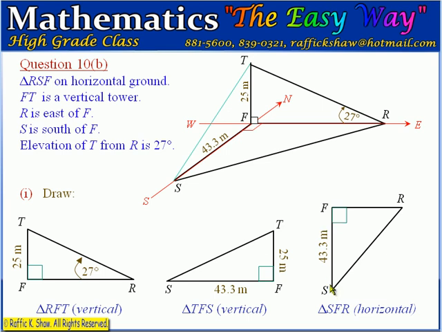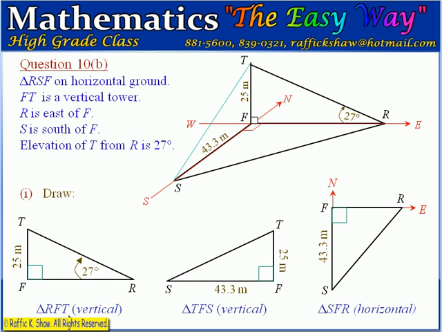The distance here, as I said, is 43.3. This line SF runs north, and this line FR runs east. And so we can show our cardinal directions on this diagram. This triangle is on the horizontal ground. So that's our three triangles.